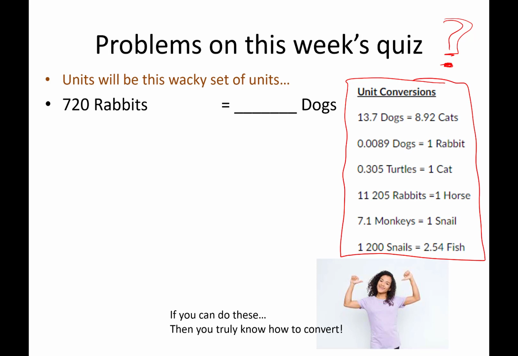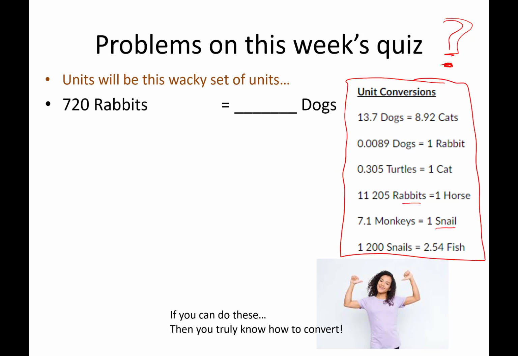But this is a skill. You have to be able to convert weird and wacky things. It is something you need to know in any science course. And in order to have you practice, that's why I've made up some units. And before you take the quiz, I don't want you to freak out when you open the quiz and go, holy moly, I'm converting from snails to rabbits. That's why we're doing this. So let's go through a couple problems like those you are going to encounter on this week's quiz using some of these weird and strange units.